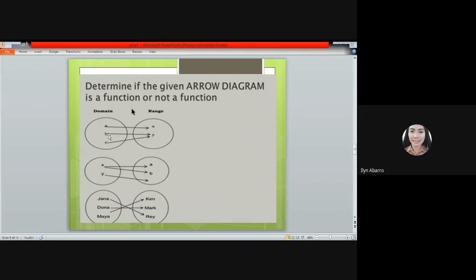So, how do we determine if it is a function or not? In the first diagram, A, X, B, Y, C, Y. In here, no value from the domain is repeated. You can write them as coordinates so you won't be confused: AX, BY, CY. So, this is a function, the first one.